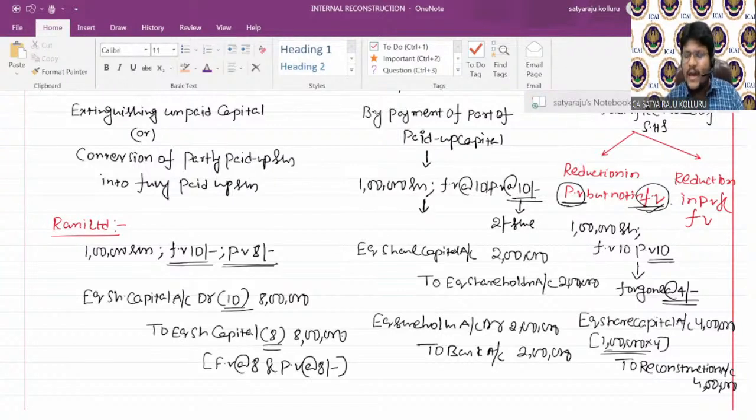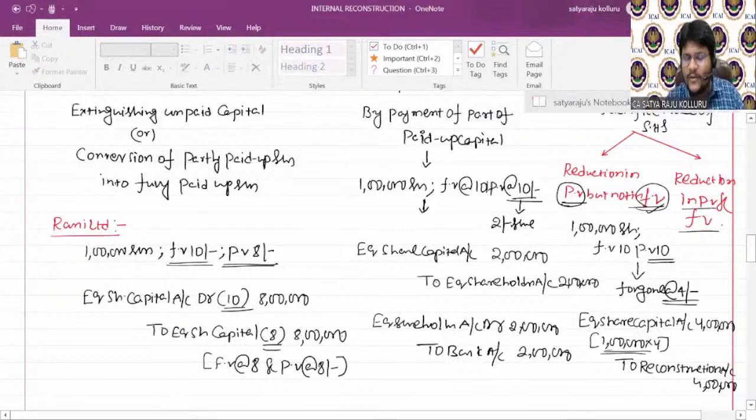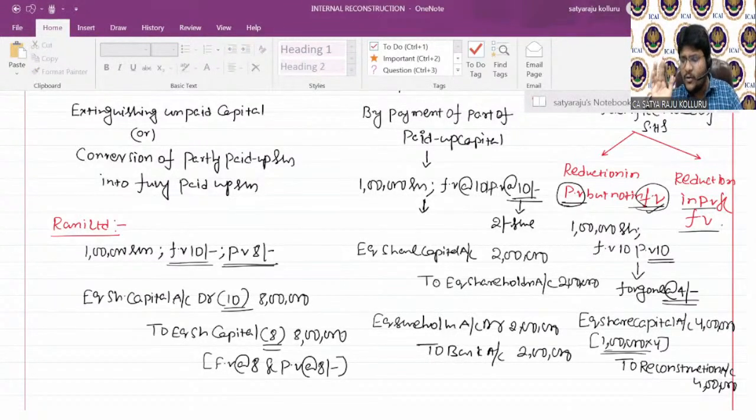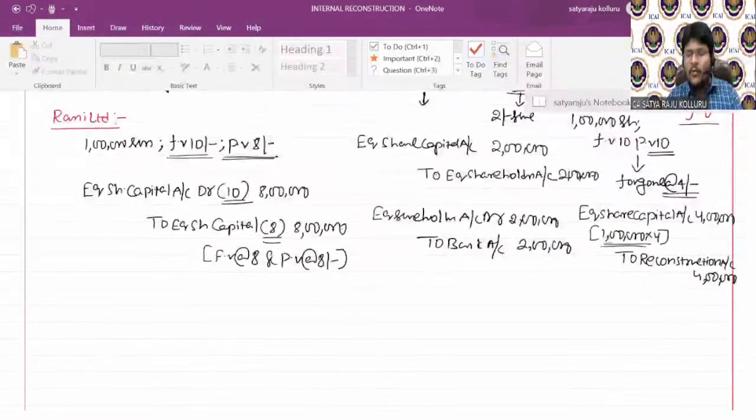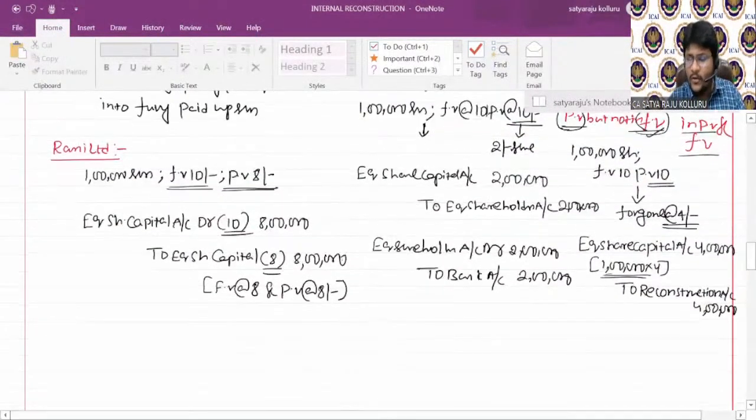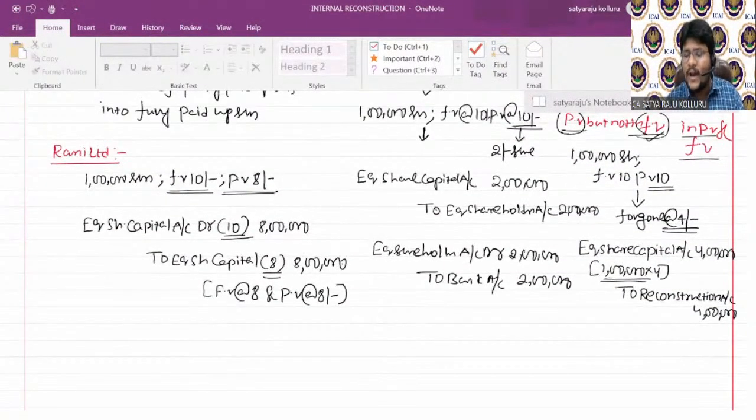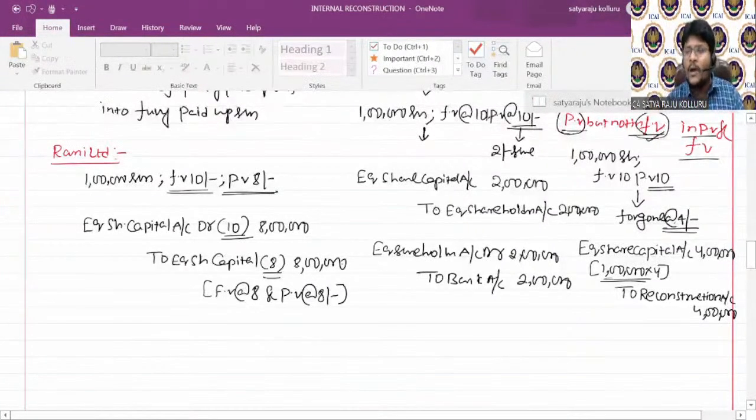Now the same scenario, if I go to the next one, that is reduction in paid up value as well as face value. Now concentrate on the same scenario. There is a reduction in paid up value and face value. Now what will be the journal entry, guys? The scenario is the same, but there is a reduction in face value as well as paid up value. The amount foregone by each and every equity shareholder is 4 rupees. Now what is the journal entry, sir?